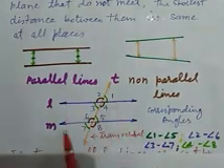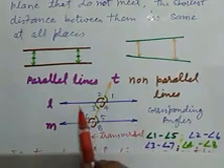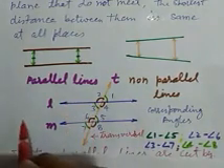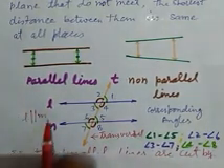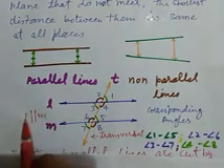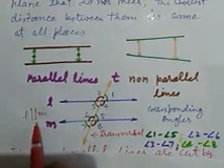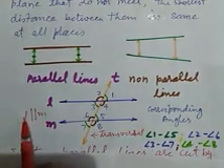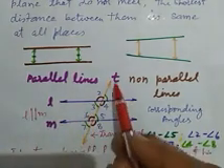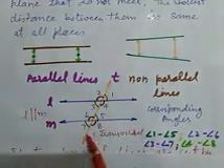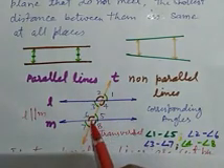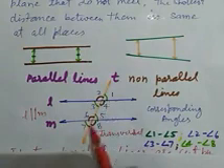Okay? And these two lines are parallel lines. We already know that lines L and M are parallel. This is the way we represent two parallel lines by this symbol: L parallel to M. Here these two lines are parallel lines, and this line T is a transversal because it intersects these two lines at two different points. That's why it is a transversal.